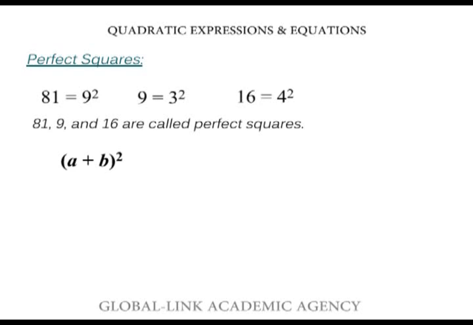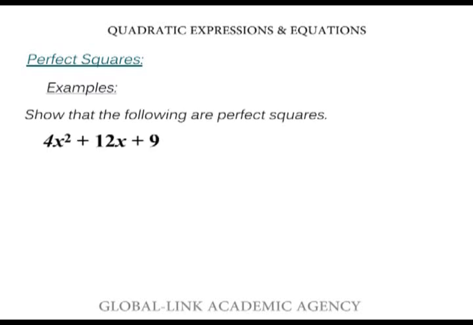Equally, (a plus b) squared is equal to (a plus b) times (a plus b), which is a squared plus 2ab plus b squared. A squared plus 2ab plus b squared is a perfect square. We know that an expression is a perfect square or not if we factorize.